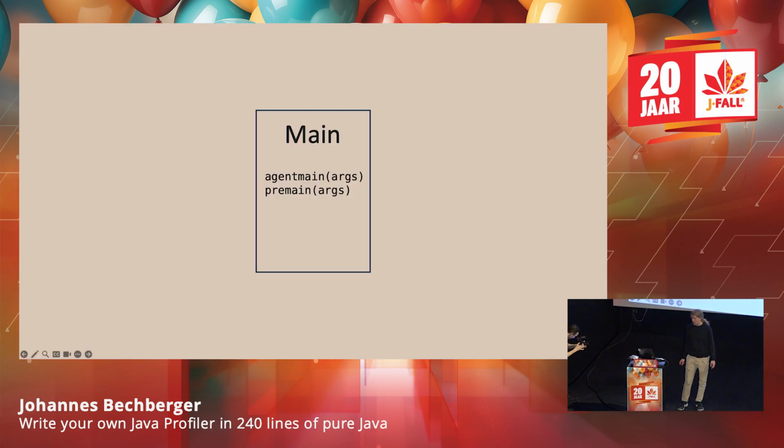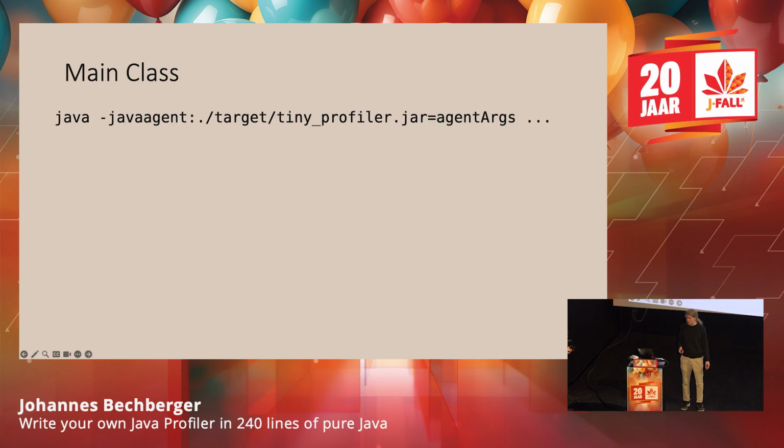With regard to the implementation, because I showed you how it works in theory, you sample and so on, but how does it really work down to the code? The code is so short I can just show you. So the main method: the idea here is that we pass our profiler as a Java agent. I call it the tiny profiler because it's tiny, and you pass it some agent args.